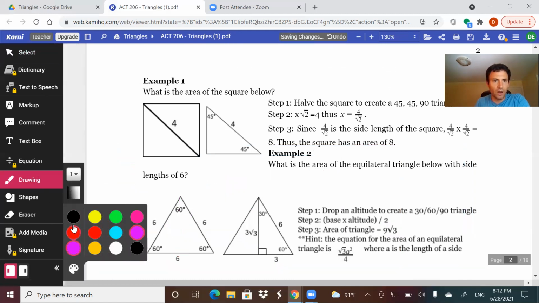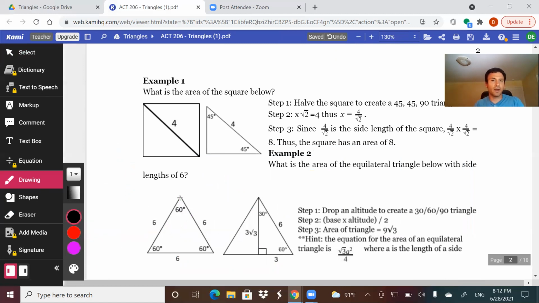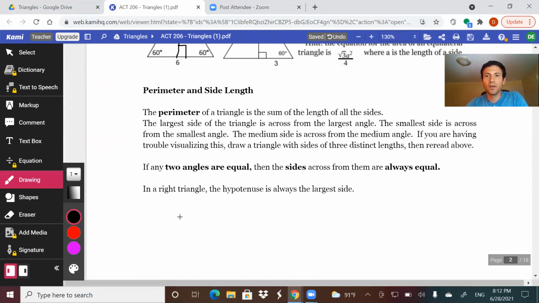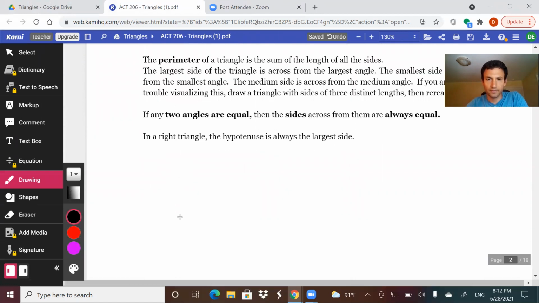Awesome. If you wanted to do it by trig, when you create the 30, 60, 90, to figure out the height, you'd have to say, okay, sine 60 equals, and I'll put h for height, h over 6. So it would be 6 sine 60. But I'm telling you that that's going to get you the equivalent of 3 root 3. And it's just easier to know it. Okay, anyway, that's that.